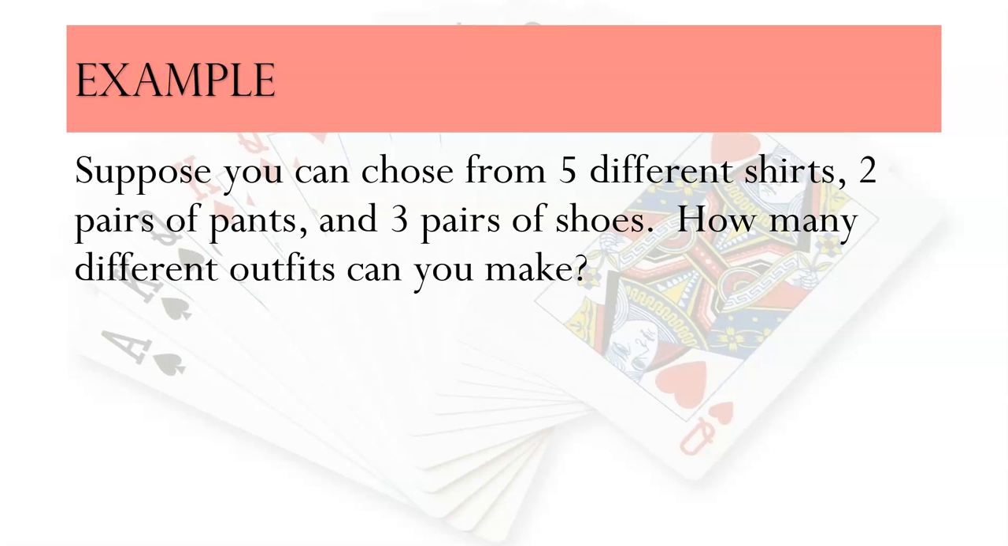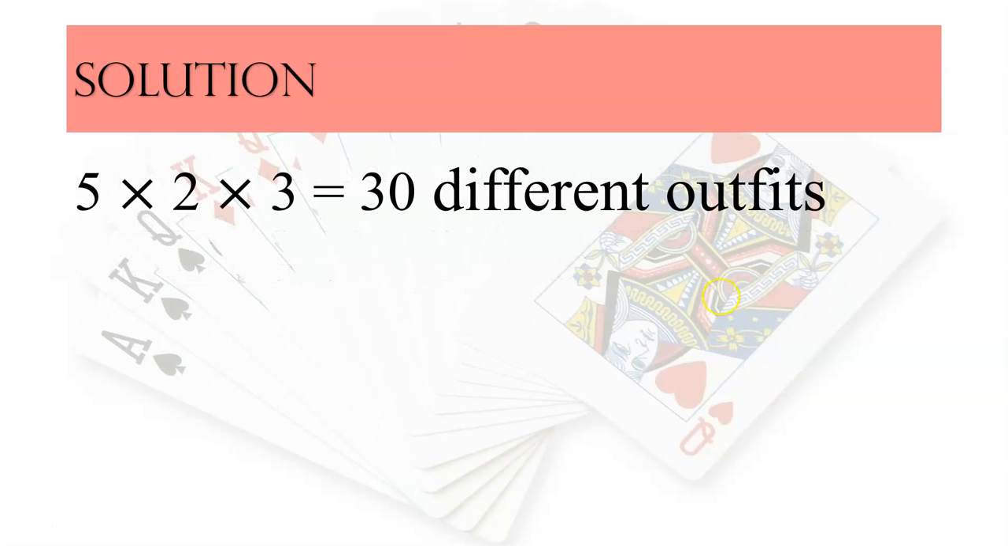Now suppose you can choose from 5 different shirts, 2 pairs of pants, and 3 pairs of shoes. How many different outfits can you make? This is as simple as multiplying 5 times 2 times 3. 5 times 2 times 3 means you could make 30 different outfits.